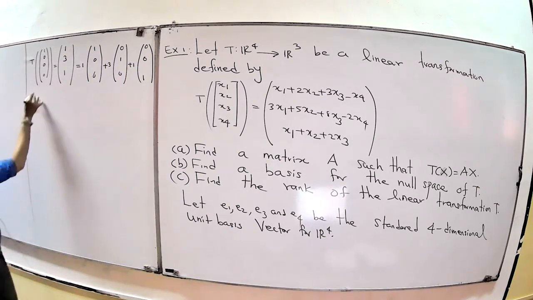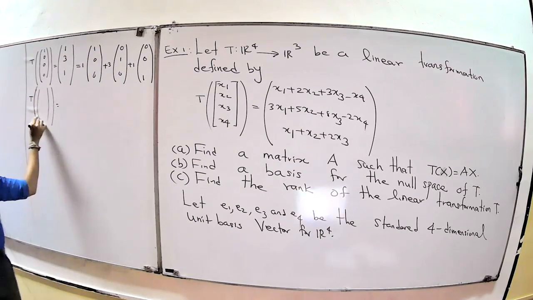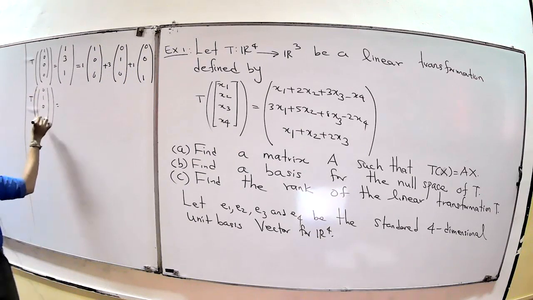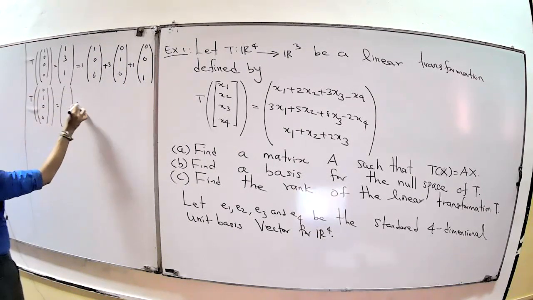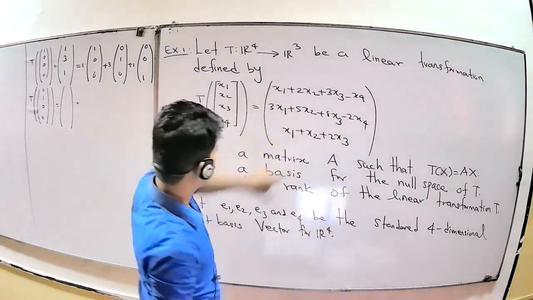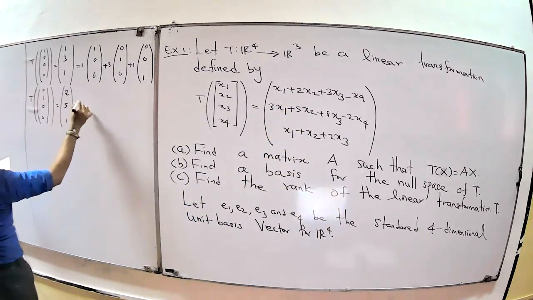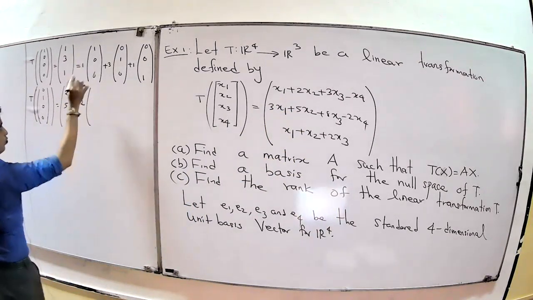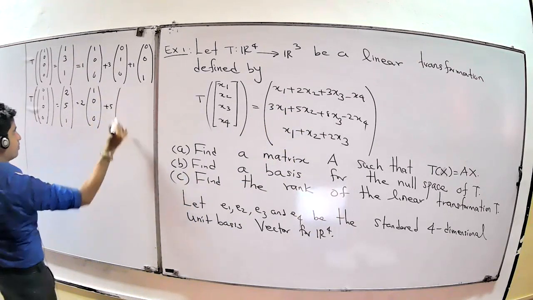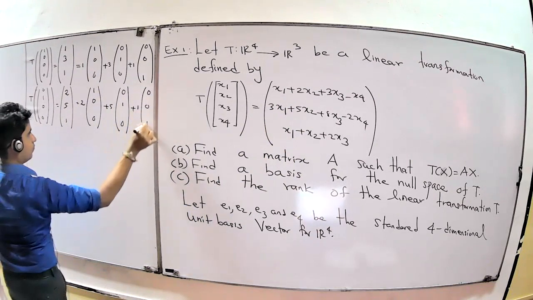Next one, what is the standard ordered basis vector for this R4? 0 1 0 0. What is the value you get here? Here only x2 is 1, and x2 being 1 means 2 5 1. Then you can write 2 times 1 0 0, 5 times 0 1 0, 1 times 0 0 1.